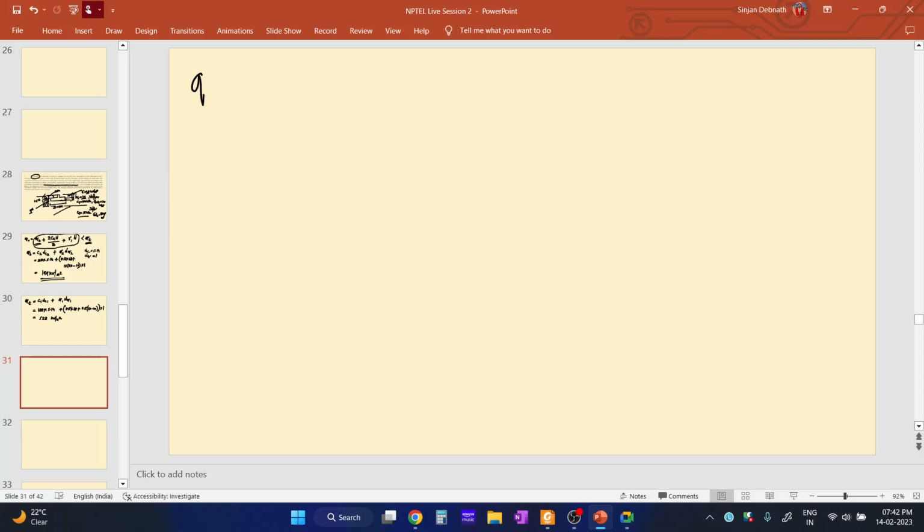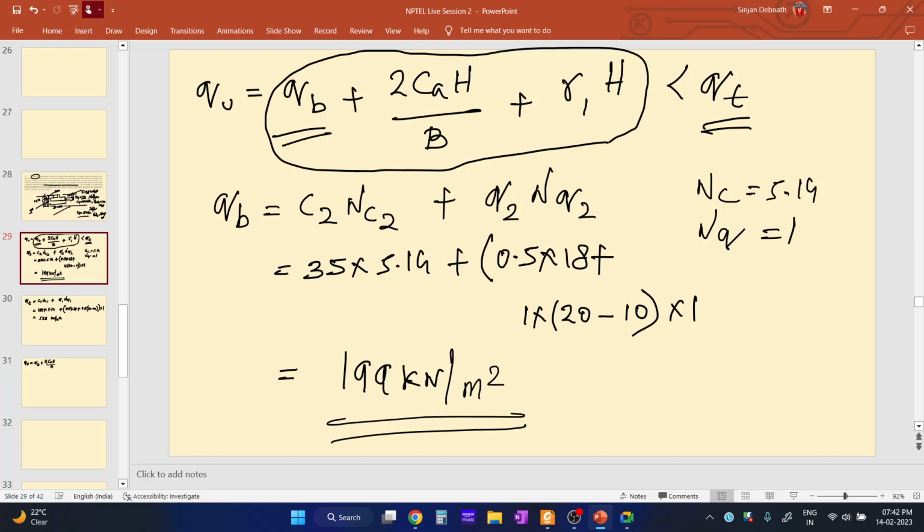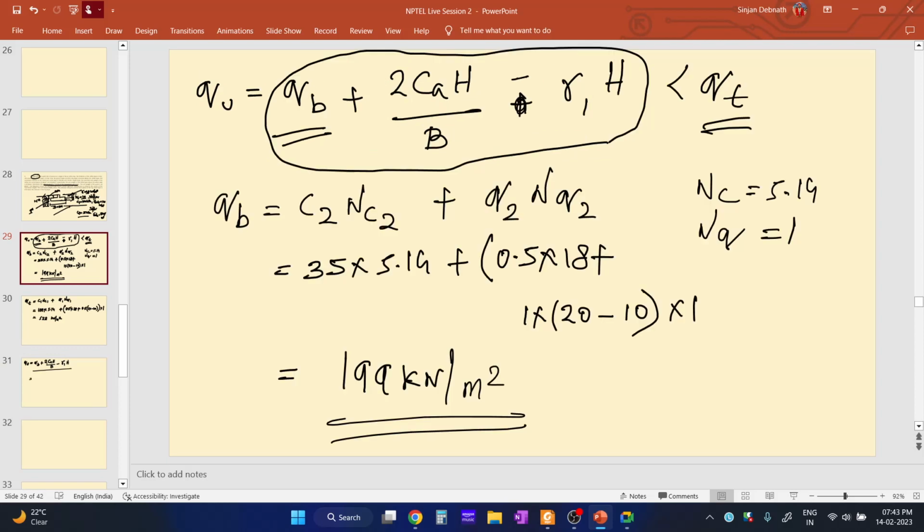So what is QU? QU is equal to QB plus 2CAH by B plus gamma 1 into H. Sorry, it is minus gamma 1 into H. So minus gamma 1 into H. Now what is QB? QB is 199 kilonewton per meter square.